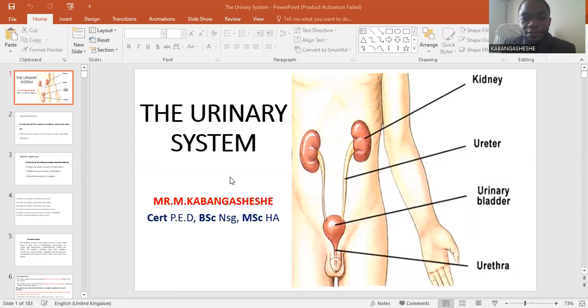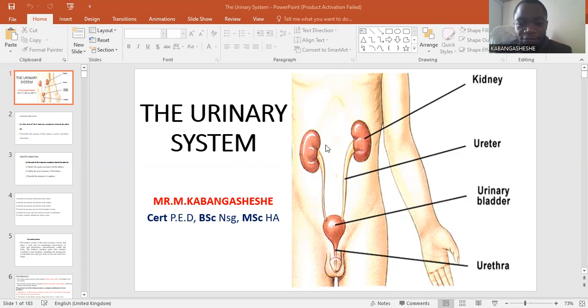All right, so in today's discussion, we'll look at the urinary system. This one is just an introductory discussion of the urinary system. The focus will be both gross and histological anatomy of the urinary system. First of all, we are going to look at the components that this system is made up of.